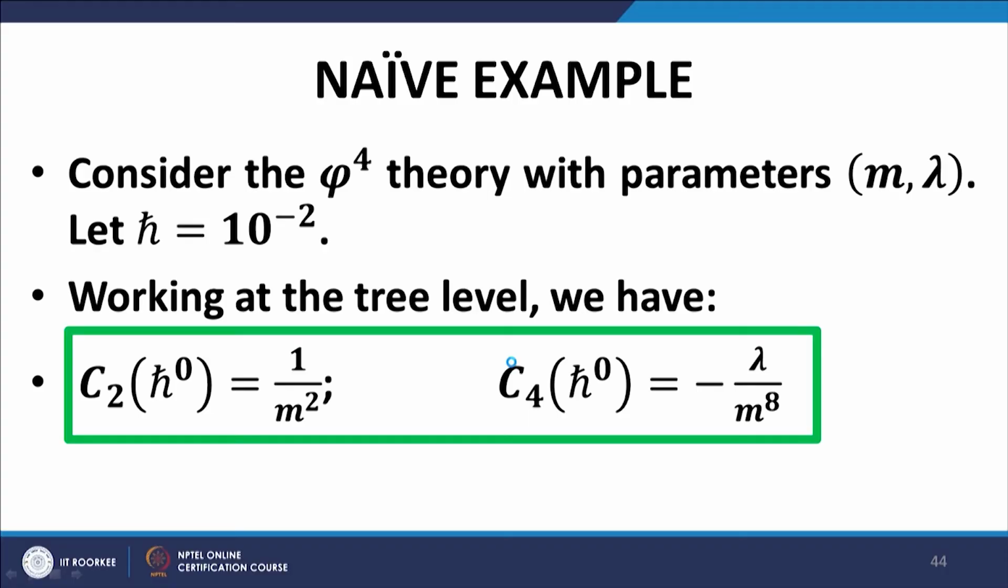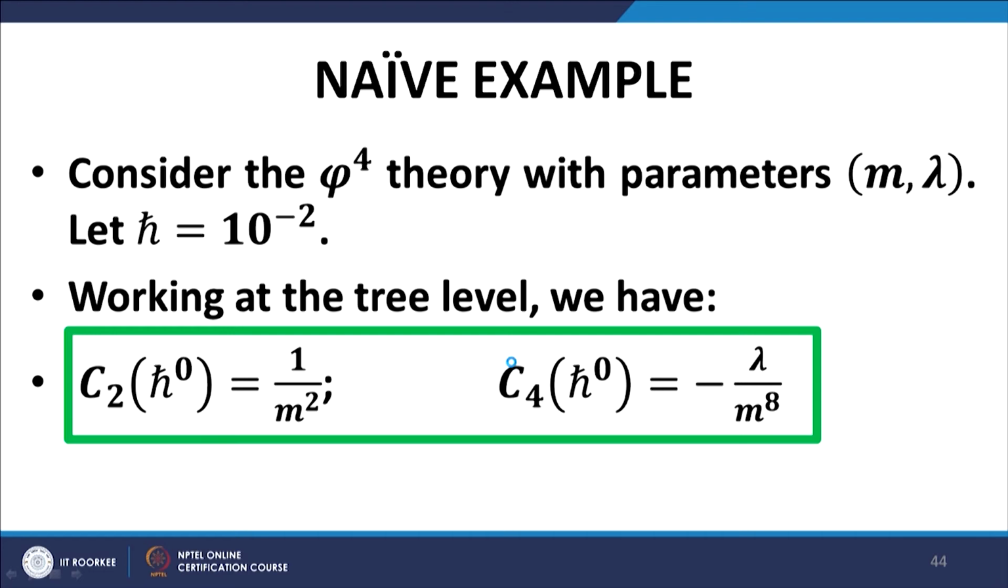Now, let us practically work out through a very naive example and see what actually happens. We have got the phi-4 theory. This is an example, please note this. There are only two parameters, m and lambda. m and mu are related. h bar is taken as 10 to the power minus 2.